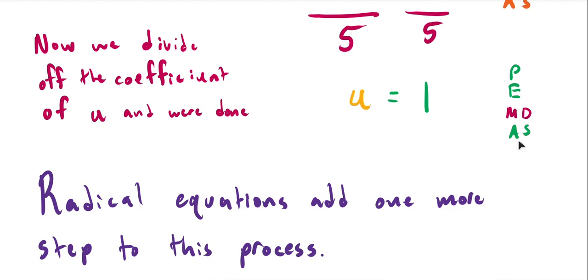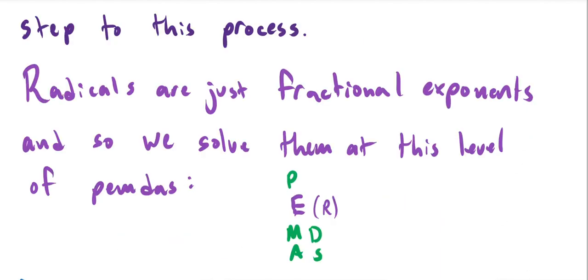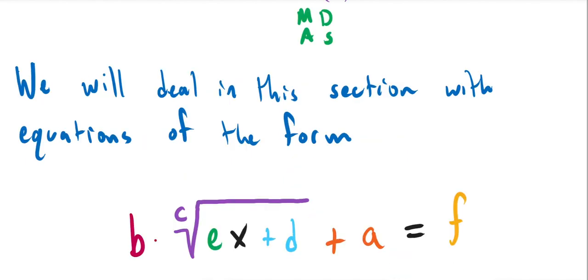Now, radical equations are going to go up one more step in this process. Remember, radicals are just fractional exponents, so it's not too much of a surprise that we're going to work with them at this E level of PEMDAS. In fact, maybe it should be called PERMDAS, just because radicals are another kind of exponent, but in any case, let's continue. Now, radical equations have many different things you can do with them.